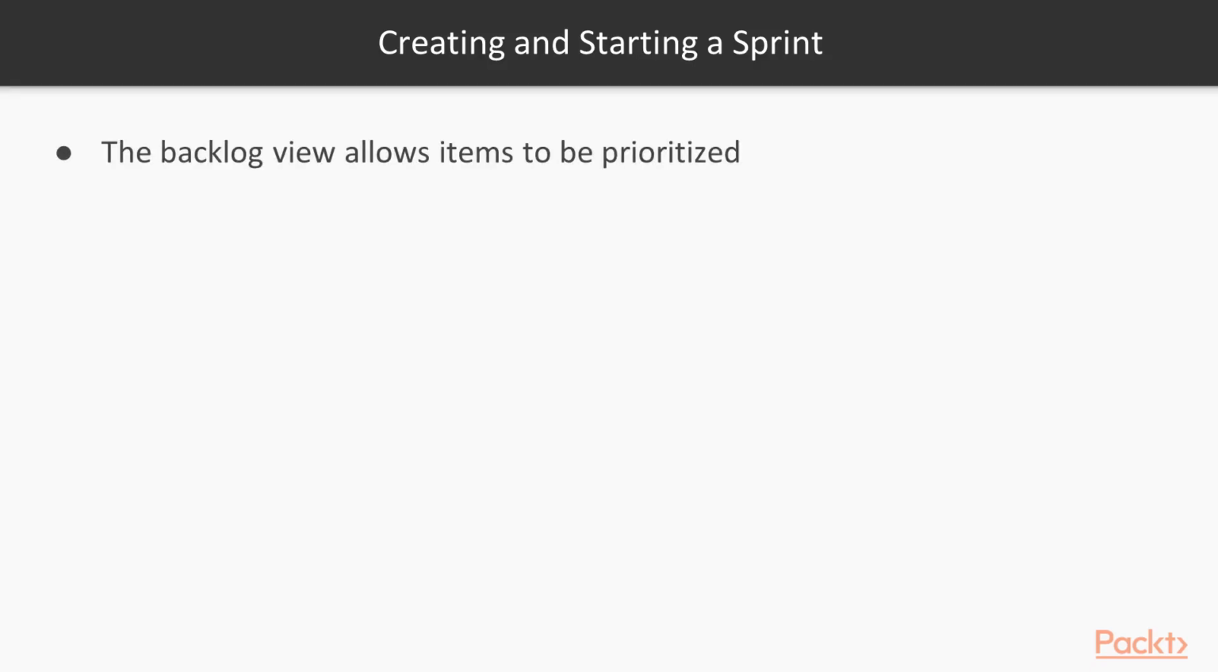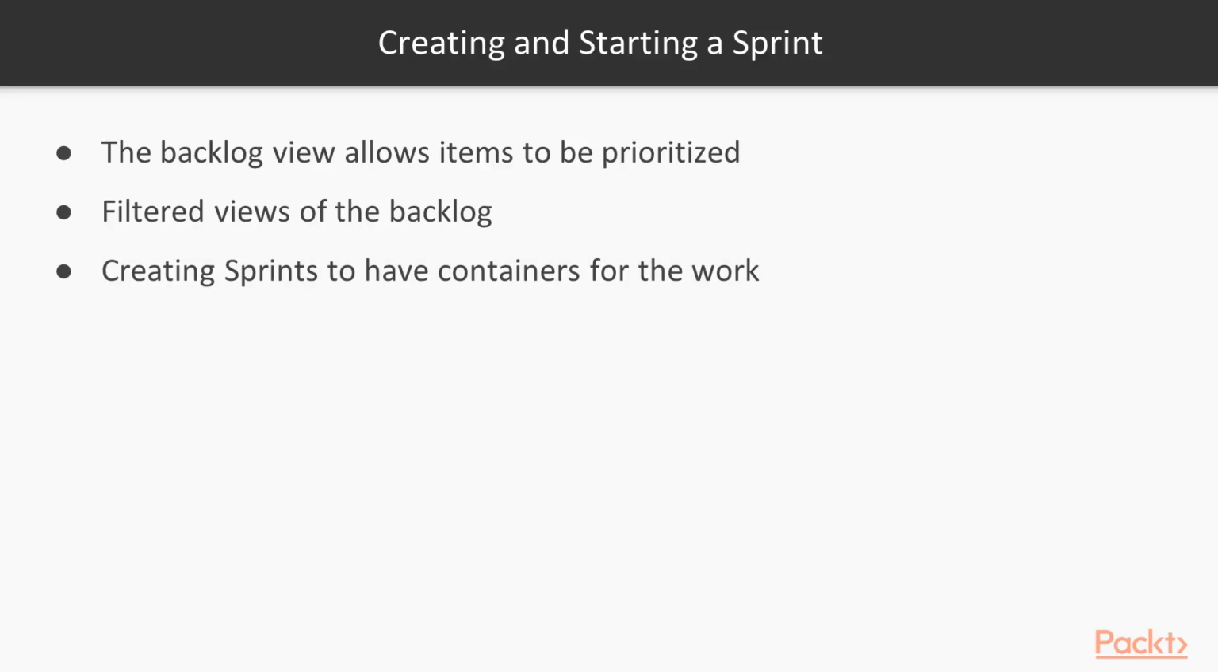Now, it's going to allow you to prioritize the stories and tasks and bugs and things that are in there. We can filter the views, so we can get a lot of items in that backlog. You can get a look at different views of those by using filters. Then we're going to create sprints so that we have containers for that work.